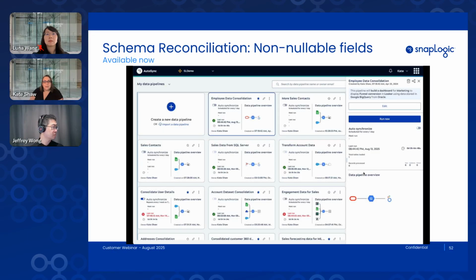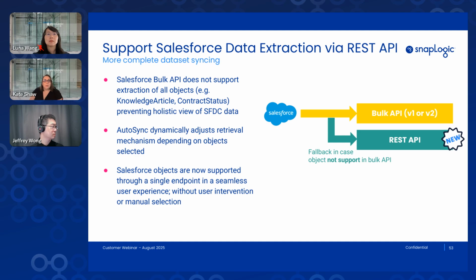Thank you kindly. So that's that video. A couple of other things that have been added or changed in Salesforce. We use the bulk API behind the scenes. There is a bulk API snap that we leverage in AutoSync, whether it's version 1 or version 2, to pull data across. But unfortunately, that does not support every Salesforce object.